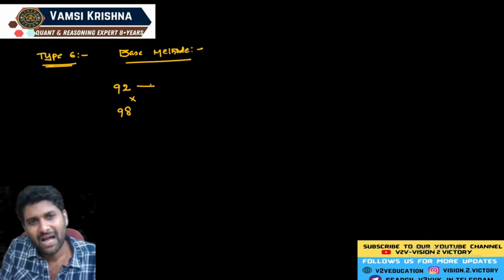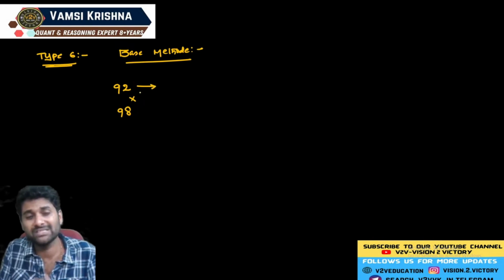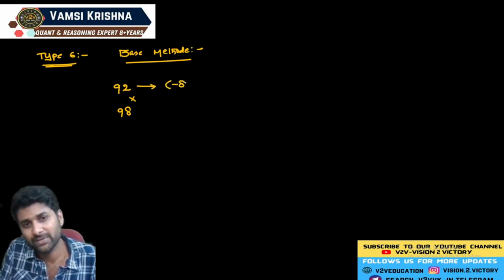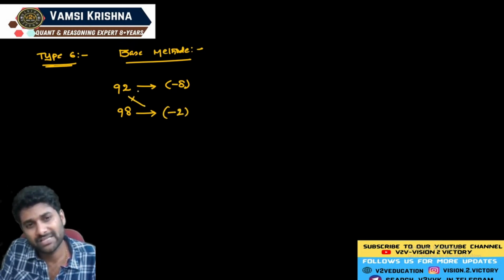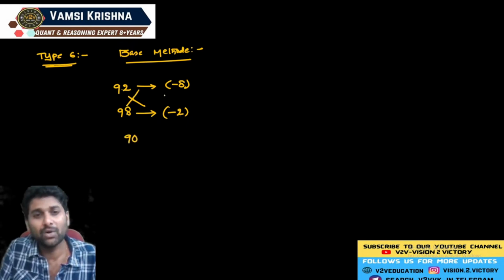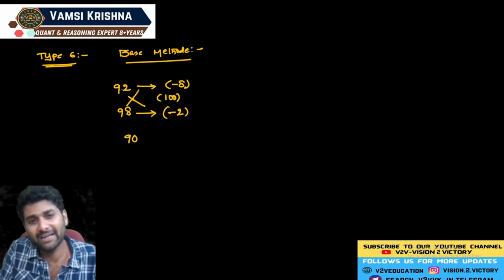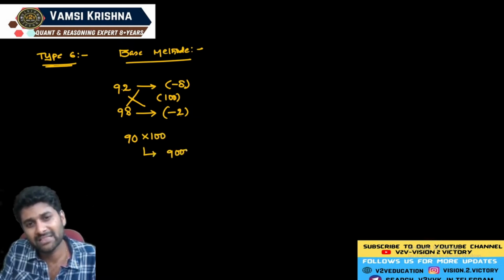It means 92 is less than 100 by minus 8 units. Again, 98 is less than 100 by 2 units, guys. Then simply cross: 92 minus 2, or 98 minus 8, you will get the answer 90. Now what base are we considering? 100, guys. Now you multiply it by 100. If 90 is multiplied by 100, it becomes 9000.